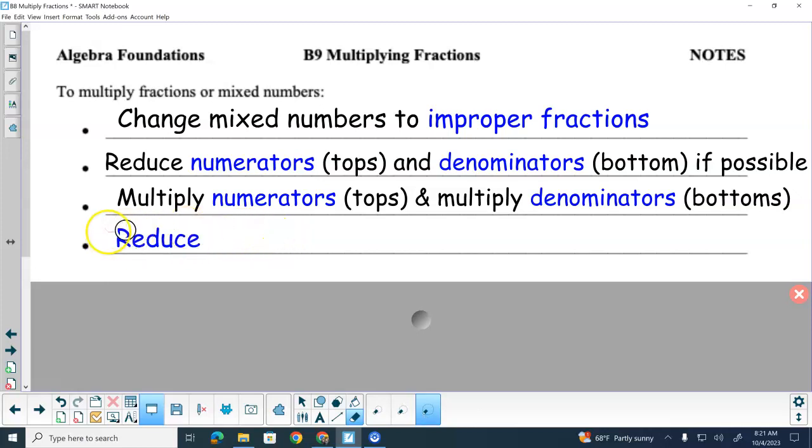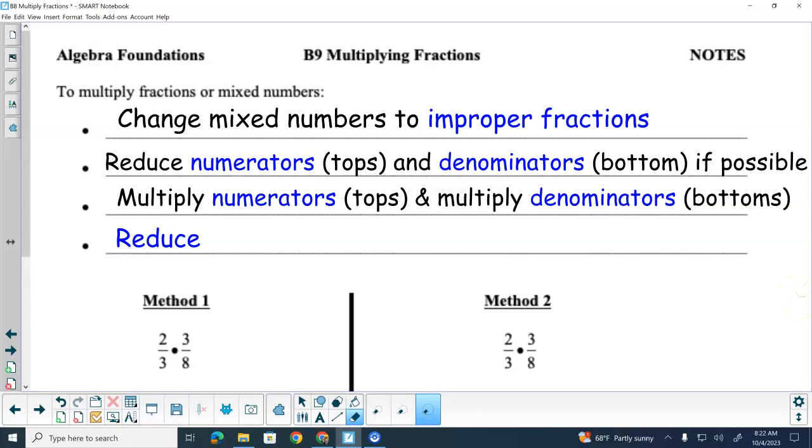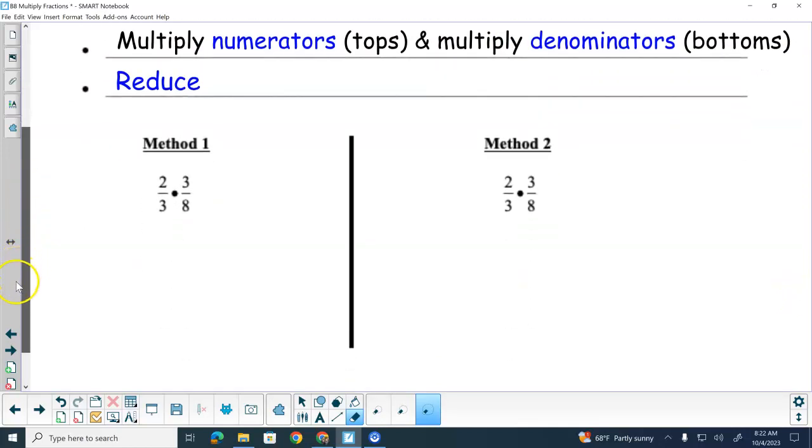And then at the end, you got to reduce your fraction to make sure. Okay? But again, if you reduced it first, you don't have to reduce it at the end. Okay? So it's either multiply then reduce, or reduce then multiply. Okay? And then we just kind of make sure. Okay? So let's put this into work here now with these two. Okay? We're going to do the same problem two different ways.